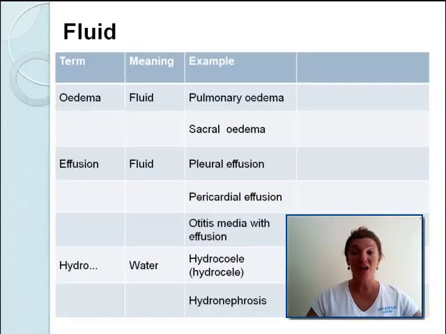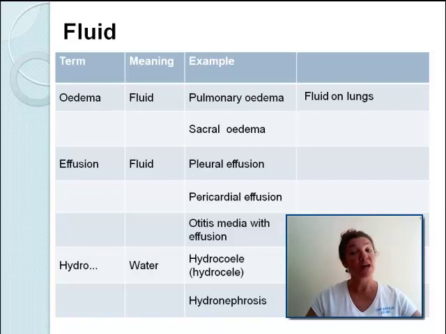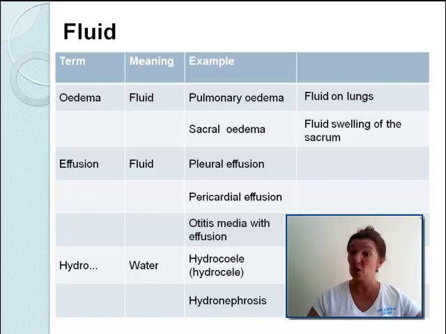We are going to look at terms associated with fluid. So the word oedema can be used in many areas in medicine. It means fluid. Our first example, pulmonary oedema, and pulmonary was lungs, so pulmonary oedema is fluid on the lungs. This may occur if you have heart failure and you're going to build up of fluid on your lungs. Sacral oedema we know is fluid. Sacral relates to the sacrum, the lower part of your spine. So this would be a fluid swelling of the sacrum.